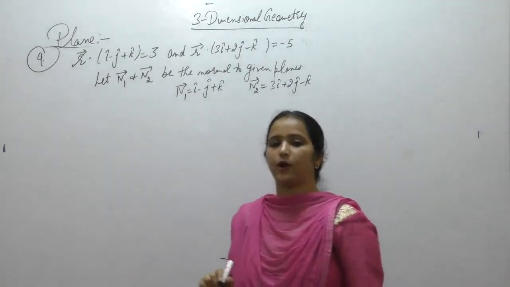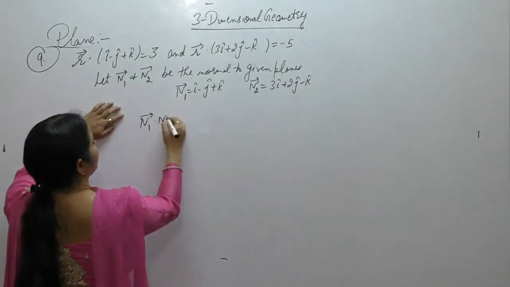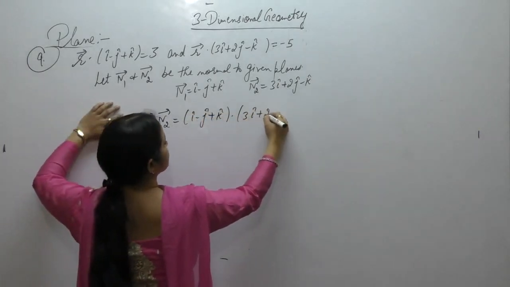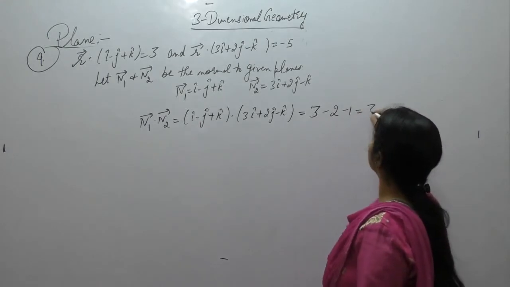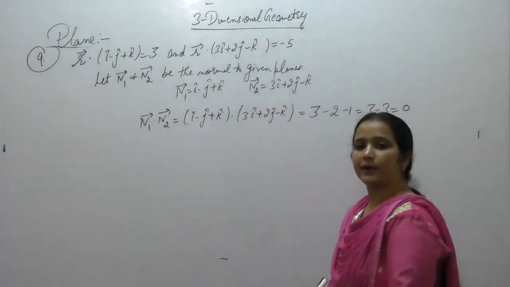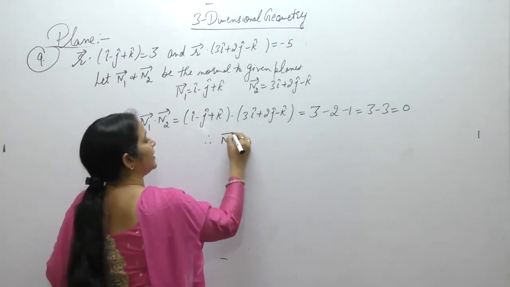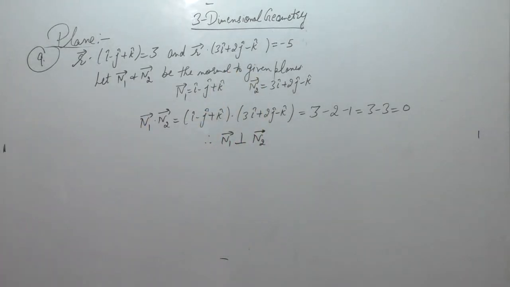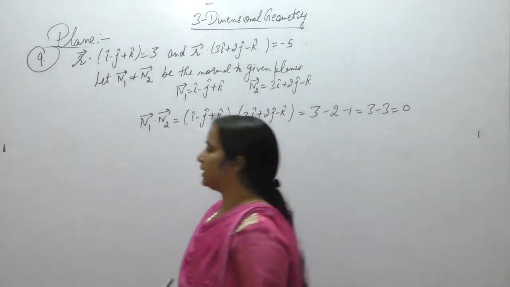Now we want to prove that normals to these planes are perpendicular to each other. Then find n1 vector dot n2 vector, i minus j plus k dot 3i plus 2j minus k. 1 into 3 minus 1 into 2, 1 into minus 1. So 3 minus 3, 0. Dot product of two vectors is 0. It means these two vectors are perpendicular. Therefore, n1 is perpendicular to n2. Hence, normals to the given planes are perpendicular to each other.